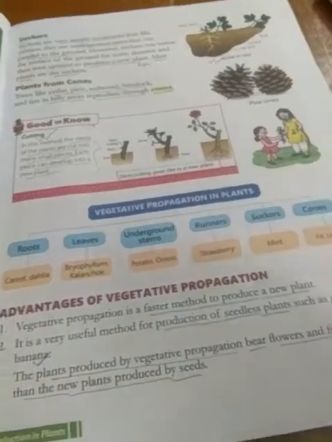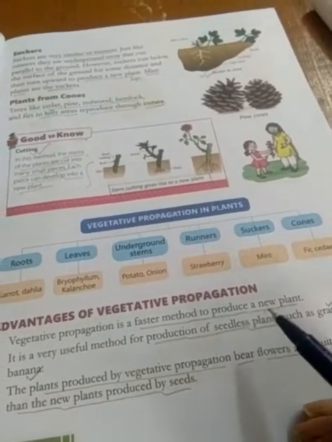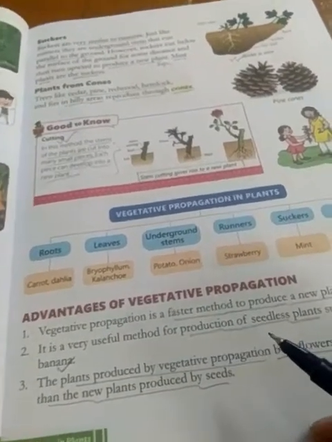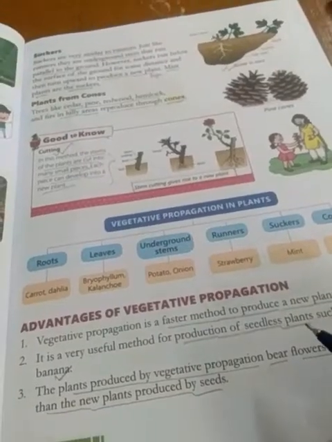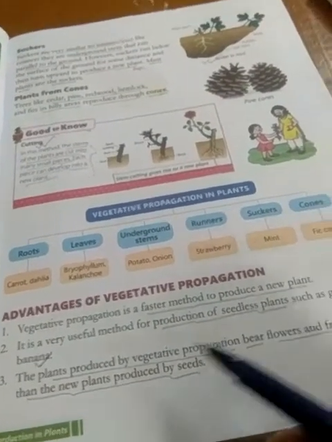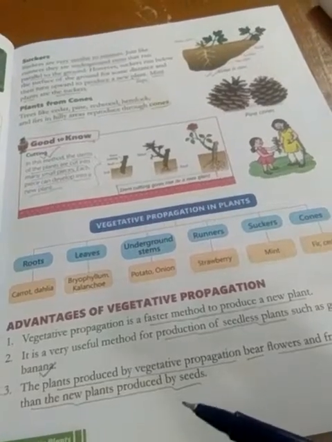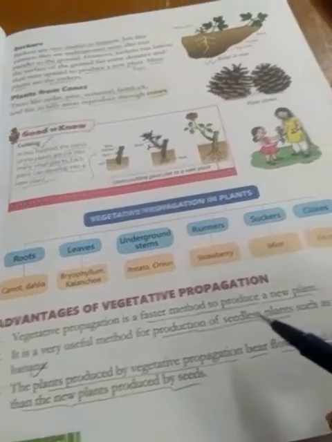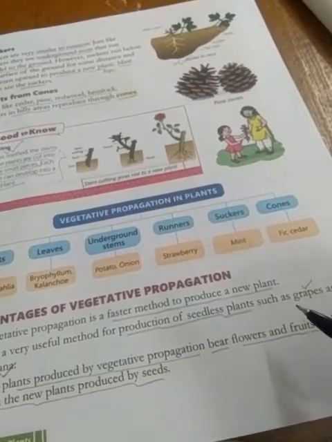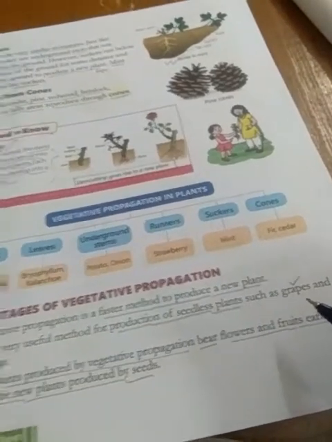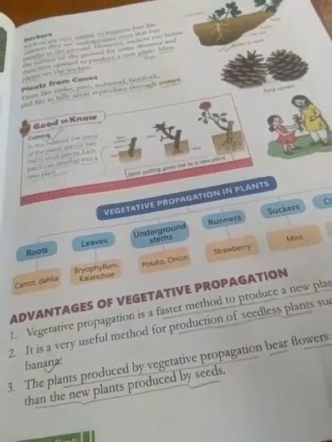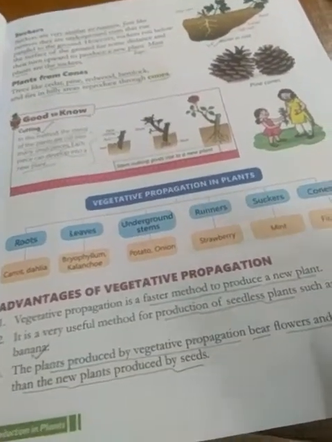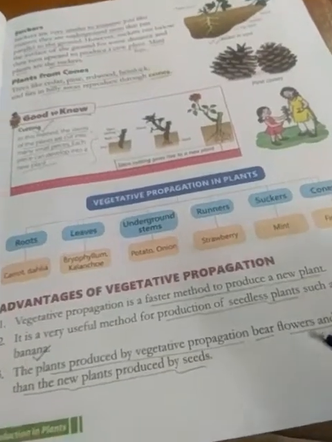The main advantages are, number one is the faster method to produce a new plant. Vegetative reproduction or propagation is one of the most important and faster methods to produce a new plant, and it is very economic and eco-friendly. Second one is the production of the seedless plant. In order to produce seedless plants, we can easily take help of the vegetative reproduction or propagation. What are the examples for such kind of cases? The examples are the grapes and the banana. Clear? In order to produce the grapes and the banana, we can easily take help of the vegetative propagation, because here we can easily produce the seedless plants.